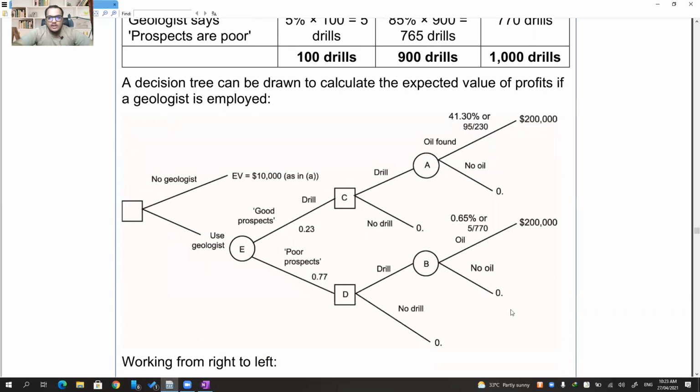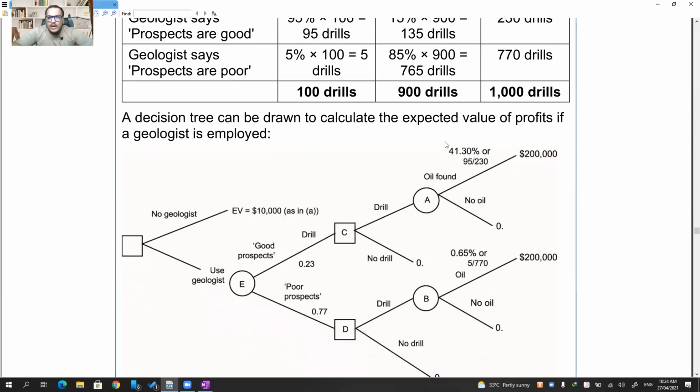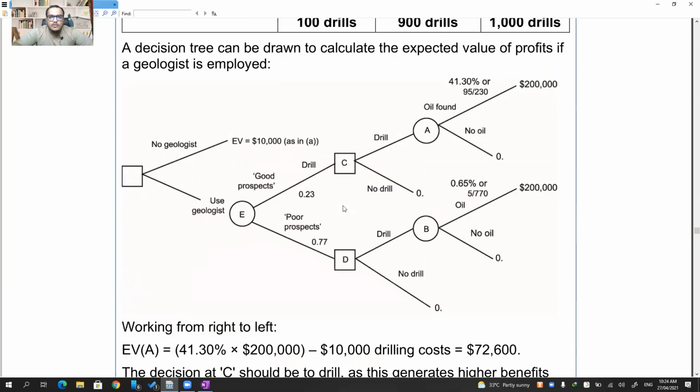And now we'll just put it on the table here, on the graph here. So without the geologist, expected value is 10,000. Using the geologist, now good prospects, bad prospects. Total good prospects are 230 drills. A prospectus is again company shareholding related stuff. When a company goes for an initial public offering, they issue a red herring prospectus and all that stuff. So good prospects are 230 out of 1,000 drills. So that is 23%. Yeah, 230 out of 1,000. That's 23%. See, 23% here.